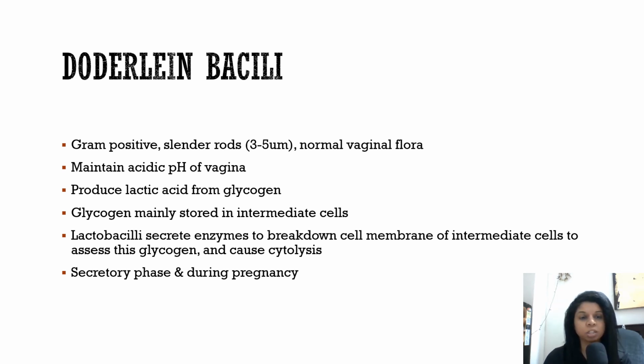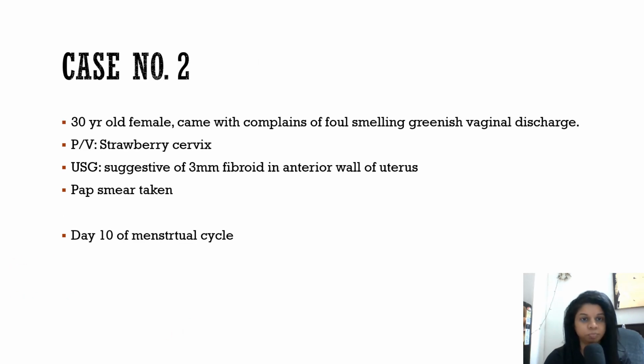So acidic pH gives a certain level of protection against these infections. So these Doderlein bacilli are especially seen during the secretory phase.